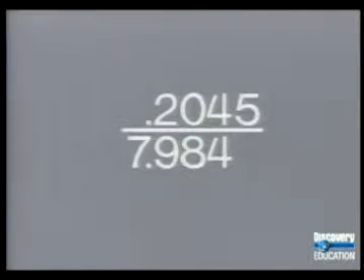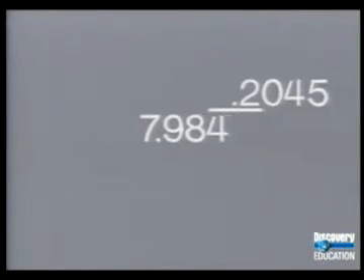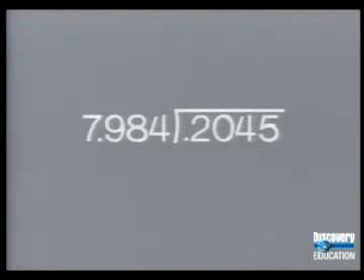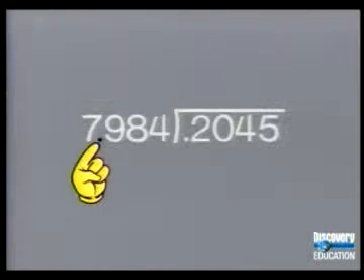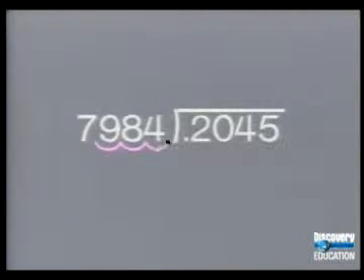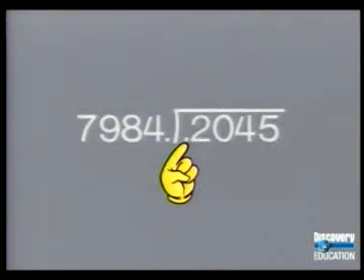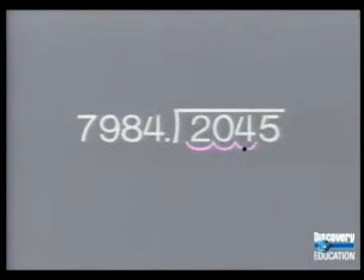Here's the fraction we started with. Here's the fraction written as a division problem. The same rule holds. If we move this decimal point 3 places, we must move the other decimal point 3 places in the same direction. We haven't changed the value because we've just multiplied by a fraction of 1.